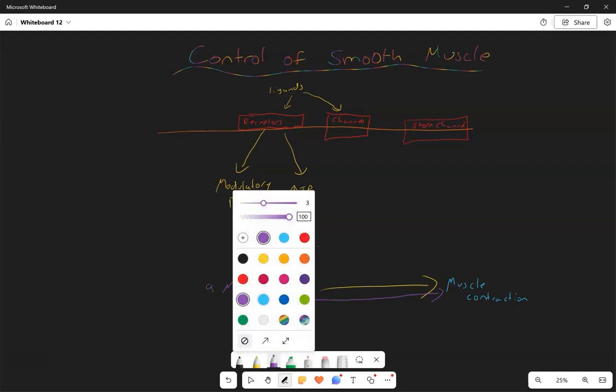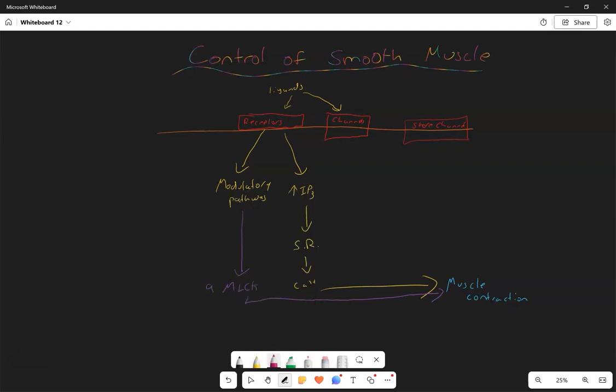Okay? On the membrane receptor channel side, right, what a channel can do is it can act to increase calcium into the cell, and the increased calcium can lead to muscle contraction, or that increased calcium can lead to the sarcoplasmic reticulum, which will then lead to increased calcium, which then leads to, you got it, muscle contraction.